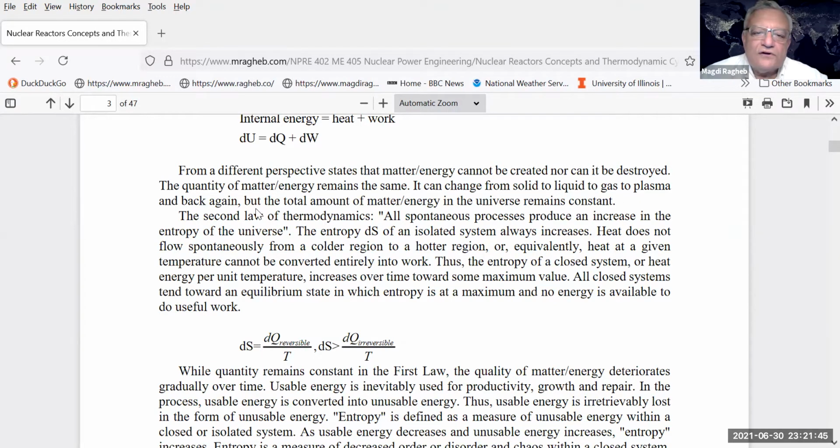The second law of thermodynamics states that all spontaneous processes produce an increase in the entropy of the universe. In that case, we define the entropy dS of an isolated system as continuously increasing. And in that case, heat does not flow spontaneously from a colder region to a hotter region, or equivalently, heat at a given temperature cannot be converted entirely to work. So we define the entropy as being the change in the heat of a reversible system divided by T.